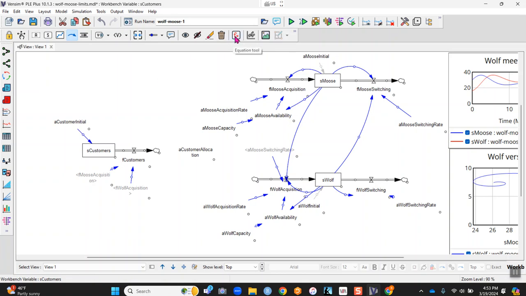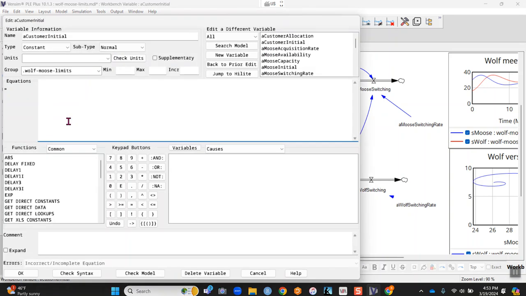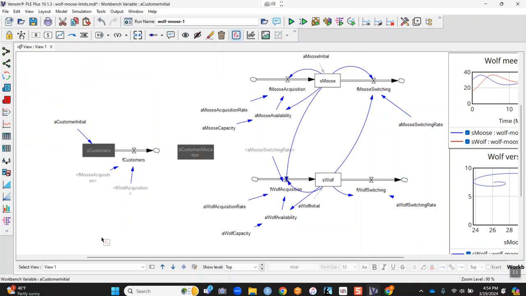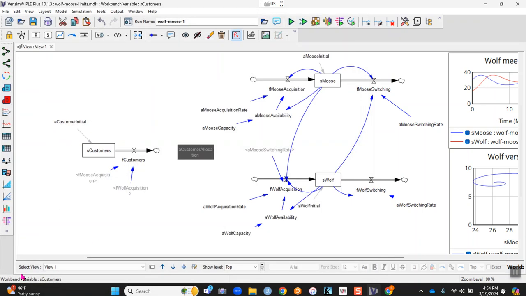auxiliary variable to the stock variable. Go back in. Let's call this, let's say 150 for the moment. Now we have the stock of customers. We can use this initial number, say OK, and now that's been defined as well.